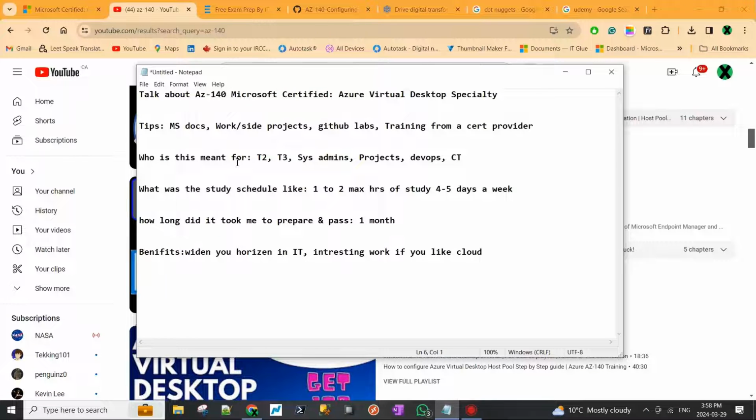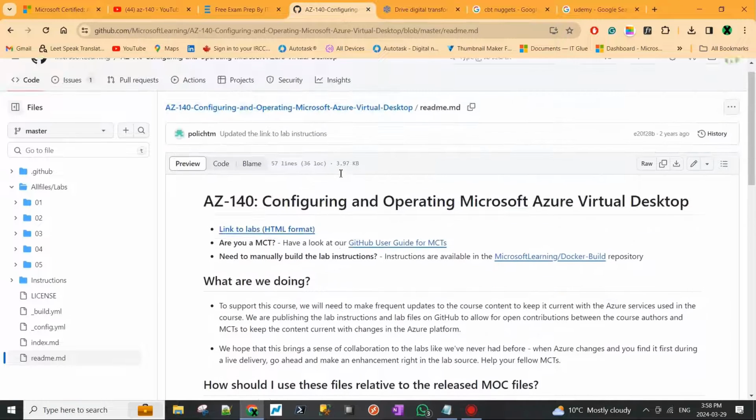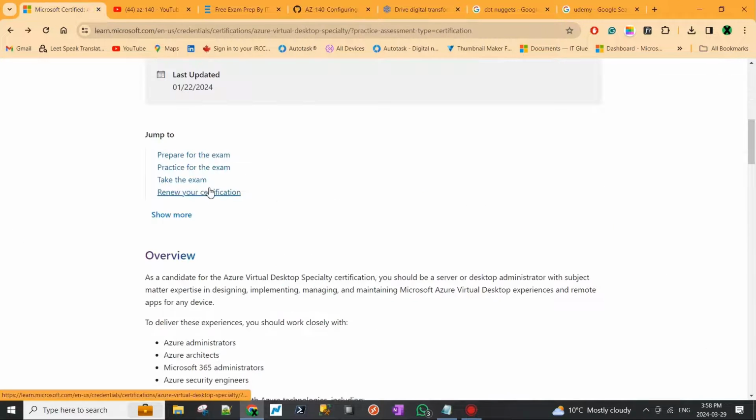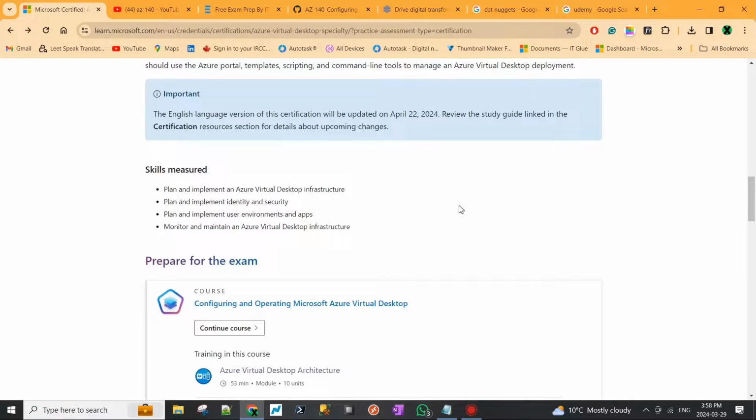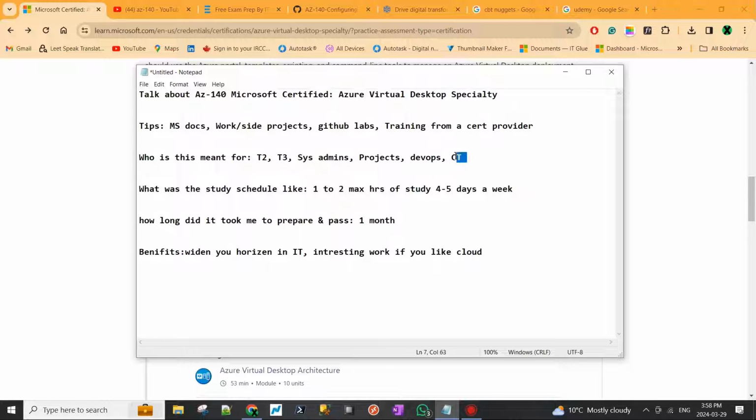And now, who is this meant for? I would say anyone who is a tier 2 desktop or server technician, tier 3 sysadmins, people who are in projects, DevOps. DevOps has its own cert, but to automate certain things, it's definitely helpful to do AZ-140 because one of the modules is on Azure Automation. So this is definitely going to be helpful for DevOps folks, basically anyone who is working in cloud, or a cloud technician.